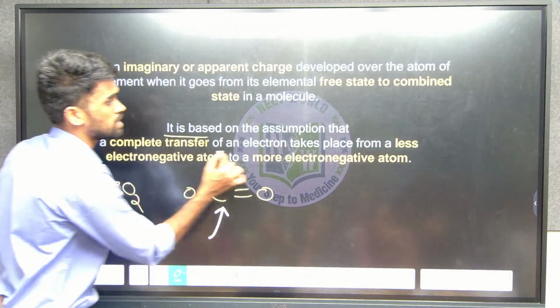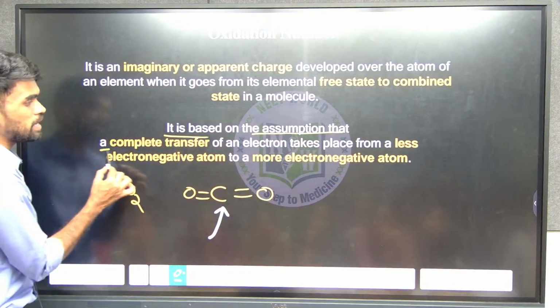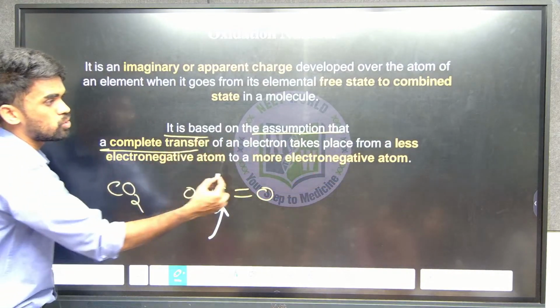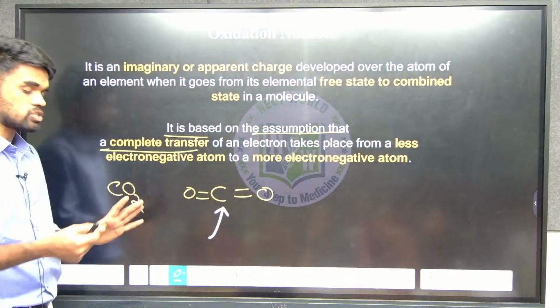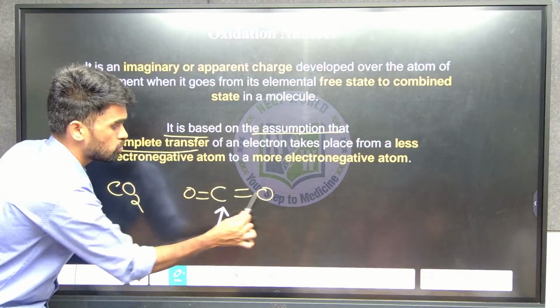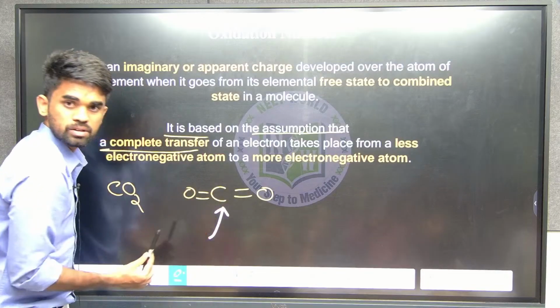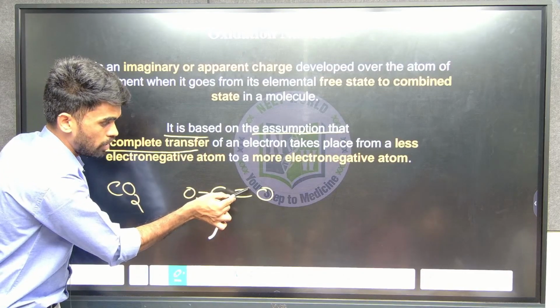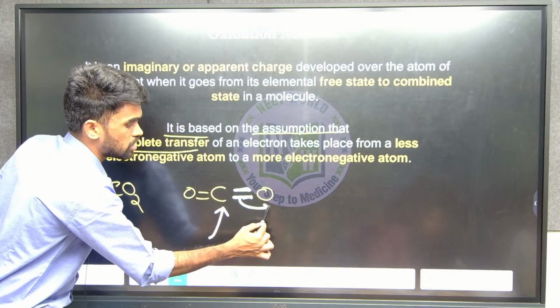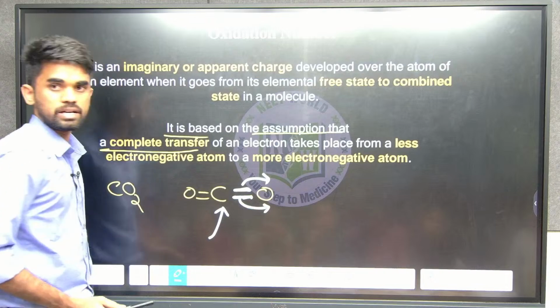It is based on the assumption that a complete transfer of electrons takes place from a less electronegative atom to the more electronegative atom. So oxidation state is based on electronegativity. Who is more electronegative between these two atoms? How many electrons are there here? One bond contains 2 electrons.